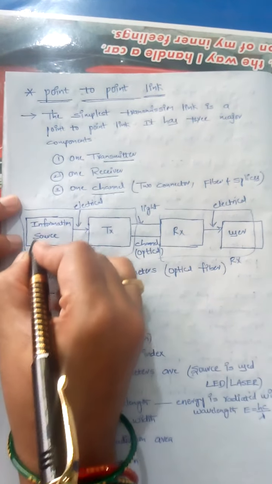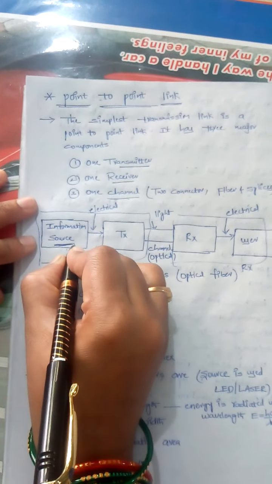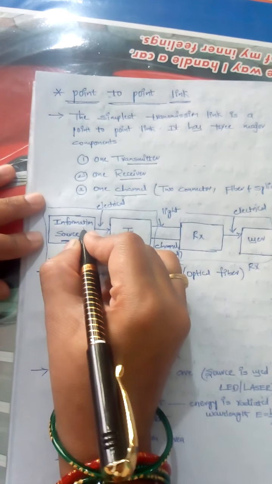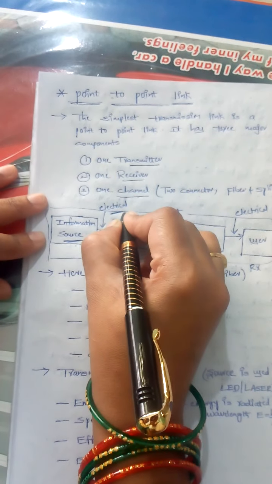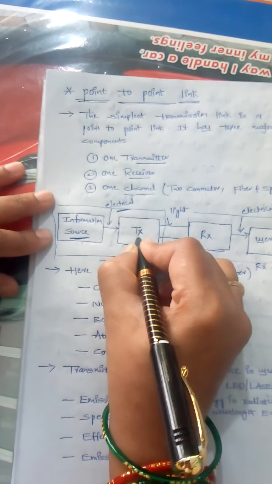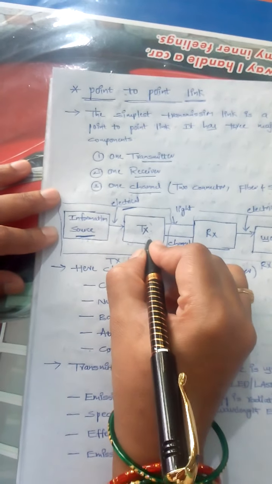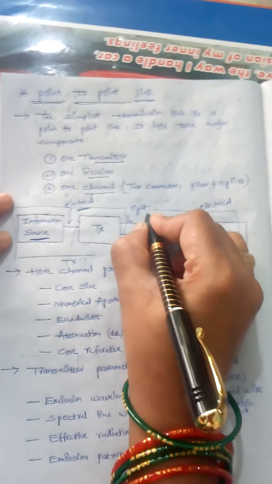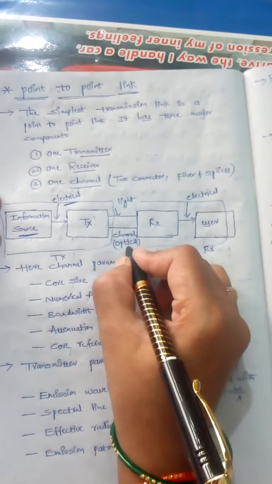Next, the first block is the information source. Any information I give to this block is converted into electrical signals. That electrical signal is given to the transmitter block. The transmitter transmits the electrical signal, and that electrical signal will be converted into a light signal, which is sent through the optical channel.